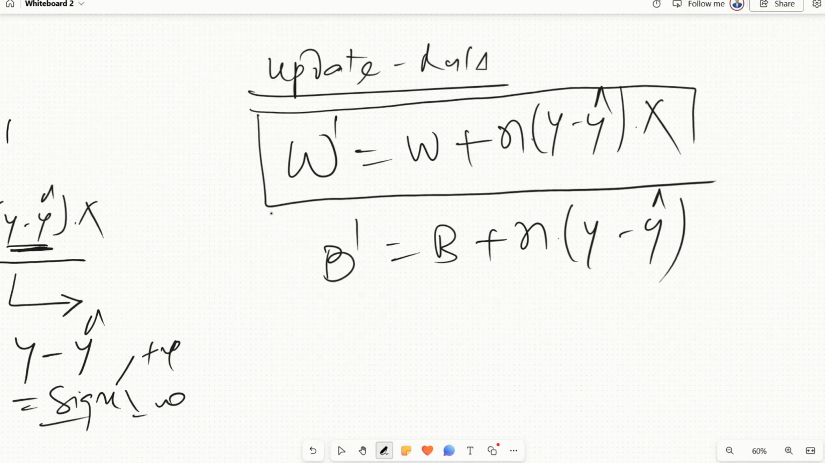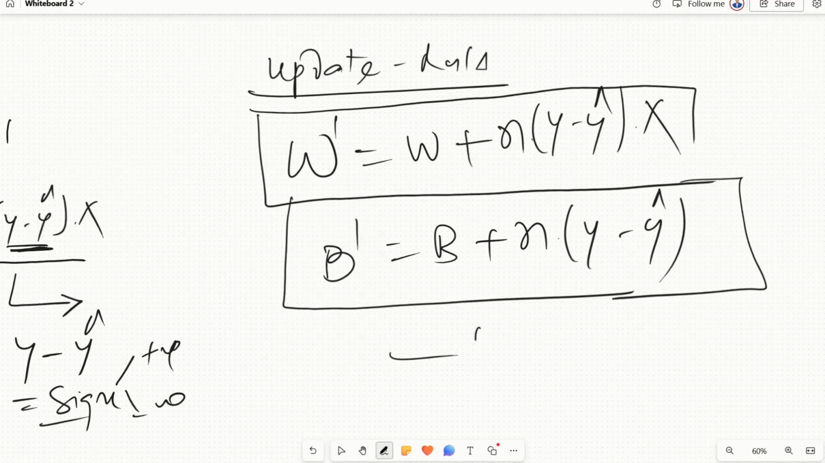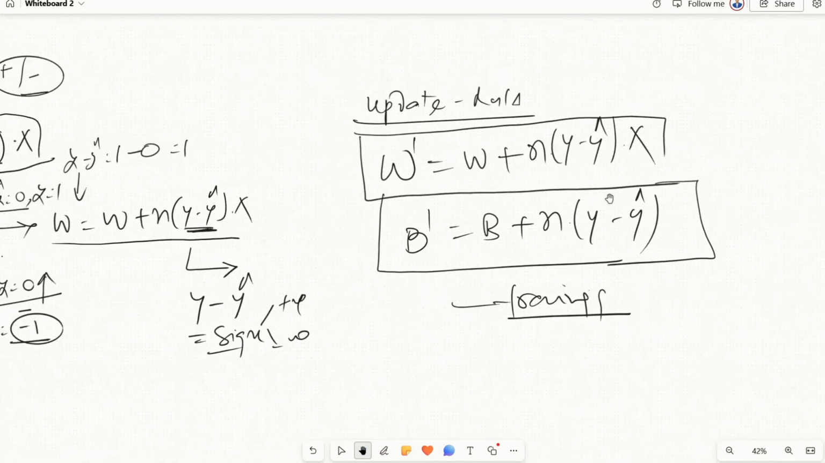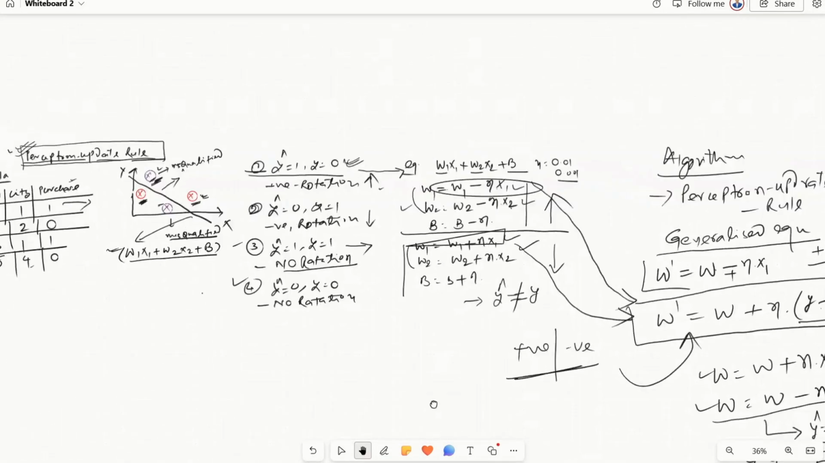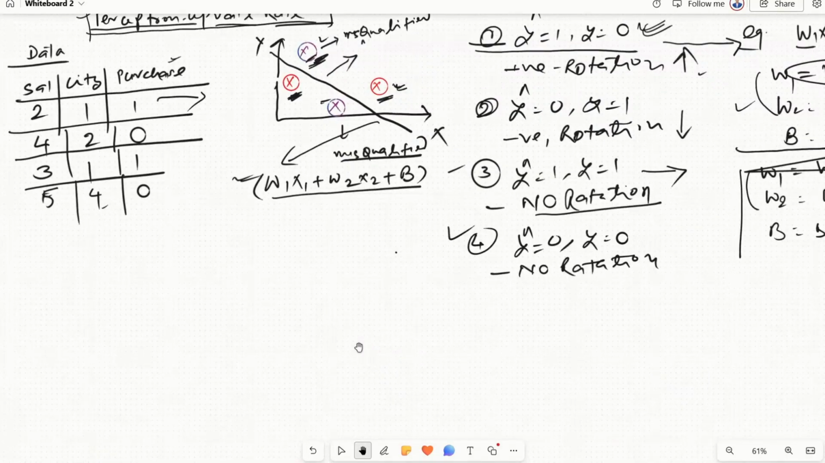Okay, so this is how weight and bias get updated as part of training a perceptron, and this is the mathematical equation, right? Okay, so let me explain it again. So what we cover here.